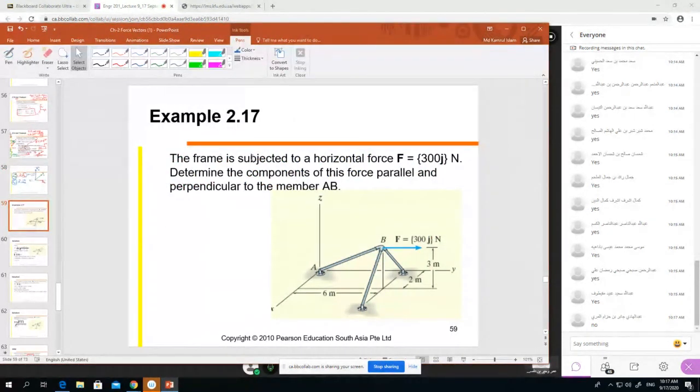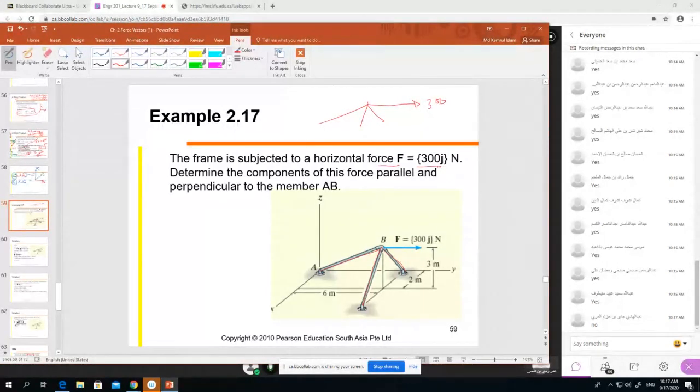The frame is subject to a horizontal force. This is the frame. What is a frame? Frame means all together the triangle-shaped frame. The 3D frame. Now this frame is subject to a horizontal force, 300, horizontal.